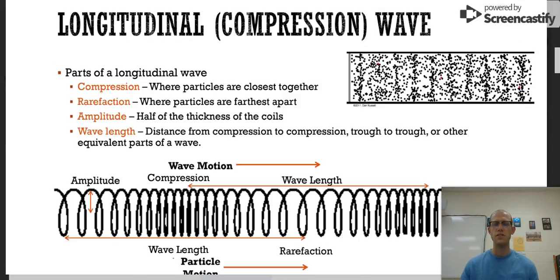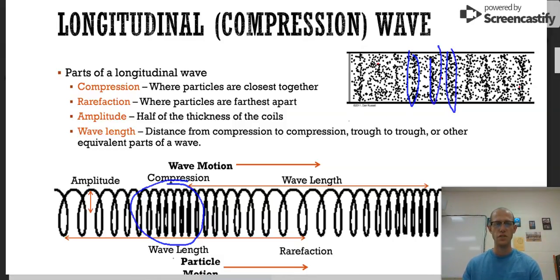Next, we have the longitudinal or compression waves. The longitudinal wave has the compression part. The compression part is where you see the buildup happen, where things are bunched together, these areas right here. That would be the compression part.